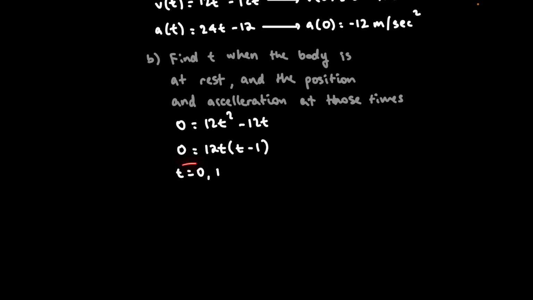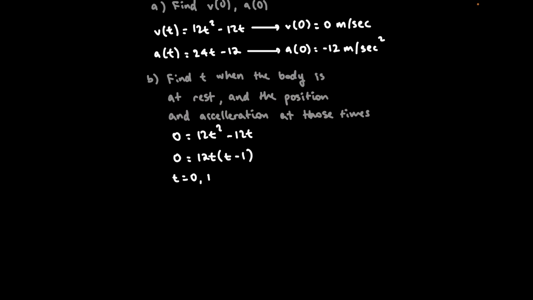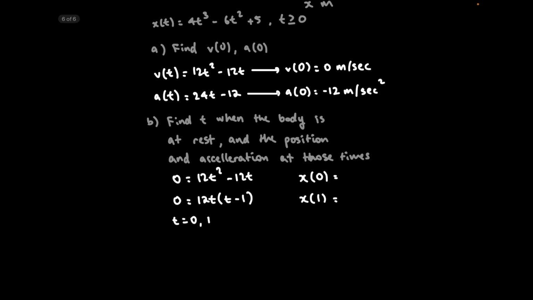So now that we have the times for which the body is at rest, we need to work out both the position and the acceleration at those times. So let us first work out what is the position at these times, so what is both x of 0 and x of 1. When we sub 0 into our original equation, these terms simply cancel and we're left with 5. So the position is 5 meters. And when t equals 1, we can sub in 1 to get 4 minus 6 plus 5. And that's the same thing as 3 meters.